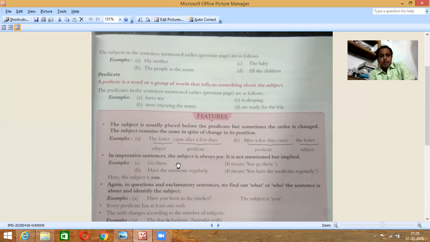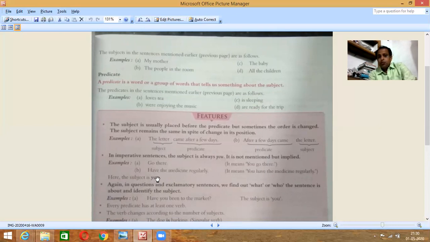Next, an imperative sentence: the subject is always you. It is not mentioned, but imperative. Sometimes you go there. Suppose you can see "go there." Is it a sentence? It is a sentence, though there is no subject. Can you see any subject in the sentence? Okay, you cannot see it, but there is a subject. Why? It's implied. It is not mentioned but implied.